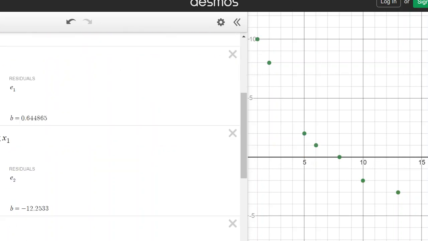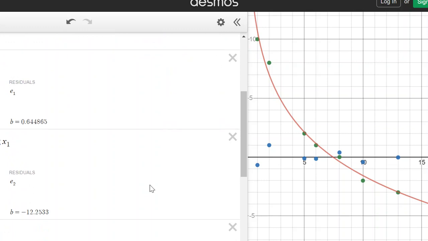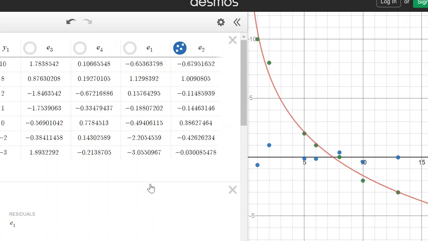Let's do the logarithm. The logarithm was E2, and that is that guy. And so when I look at the blue dots, they are fairly well scattered above and below. There's not really a pattern of a curve or anything like that. So I can feel fairly confident about the logarithm that it is also a really good fit.